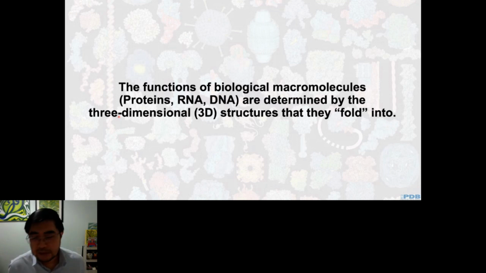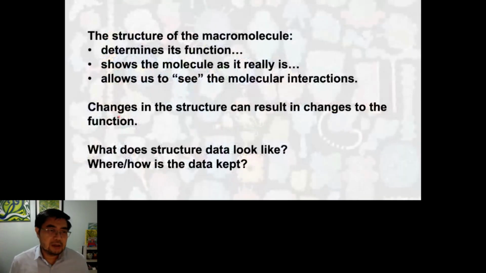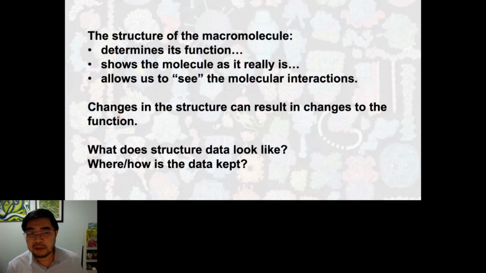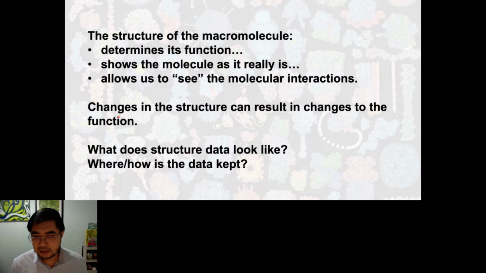And this is sampling from the PDB of some of the structures that are available currently. So very quickly again, the structure of the macromolecule determines its function, and it shows the molecule as it really is. And this allows us to see the molecular interactions that are happening. And changes in the structure can result in changes to the function.